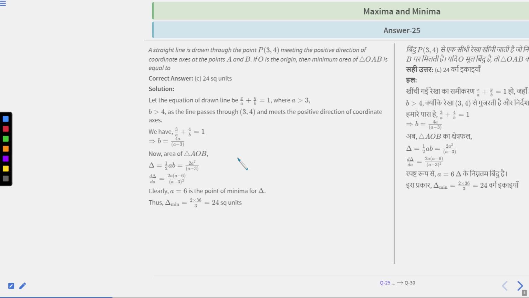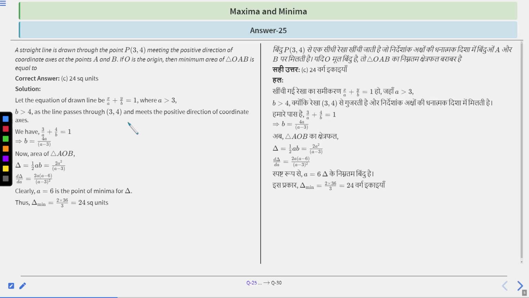Okay, let's move to the solution part. Let the equation of line drawn be x by a plus y by b is equal to 1, right? Where a is greater than 3. And this is the equation of line in intercept form. Clear? And a greater than 3 and b greater than 4, as we know. Now, as line passes through (3, 4) and meets positive direction of coordinate axis, therefore a greater than 3 and b greater than 4. Now, (3, 4) must satisfy this line. Therefore, 3 upon a plus 4 upon b is equal to 1.